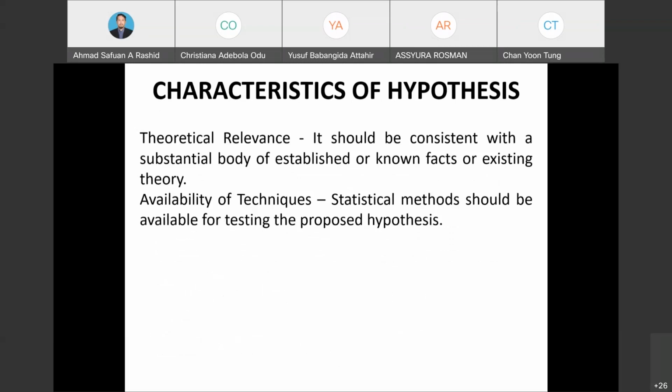Okay, theoretically relevant. This is the most important. It should be consistent with the substantial body of established or known fact or existing theory. So you cannot just simply create your own hypothesis without referring to theoretical knowledge. For example, a simple one: when we increase the amount of the stabilization agent, we may increase the strength of the soil.